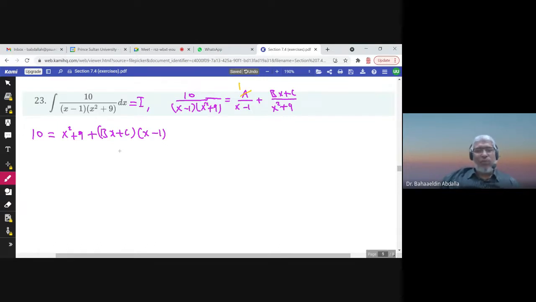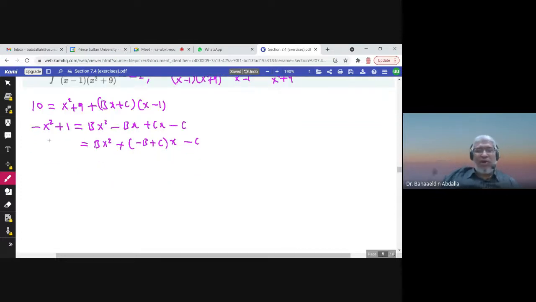Okay, that's it. So I can take x squared plus 9 to the other side. So I'll have negative x squared. 10 minus 9 is plus 1. And I can expand this easily. Bx times x is bx squared minus bx plus cx minus c. And then I can write it bx squared, and I can take x as a common factor from here. So I will have negative b plus c times x minus c.